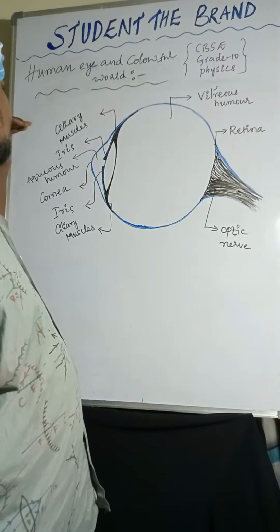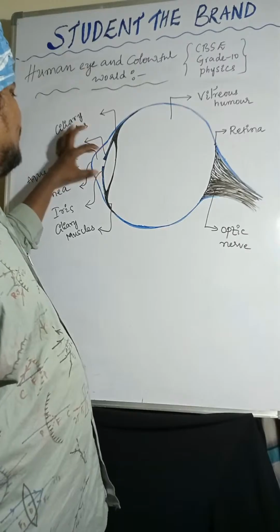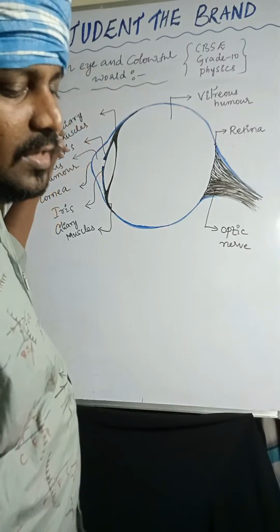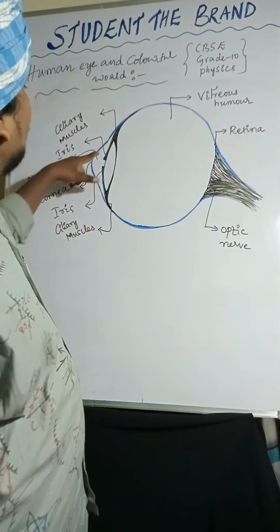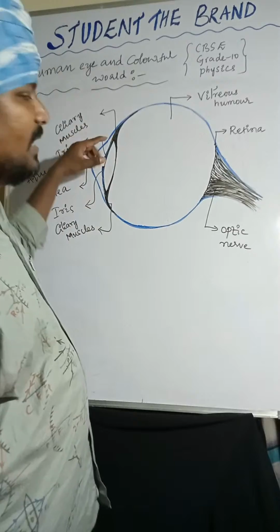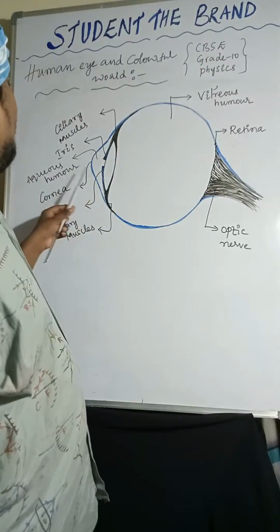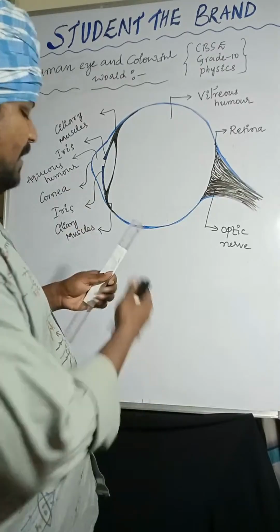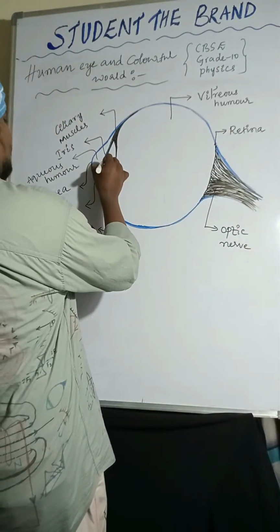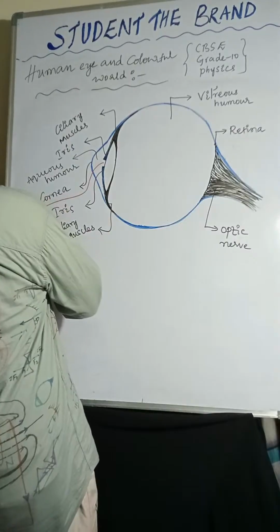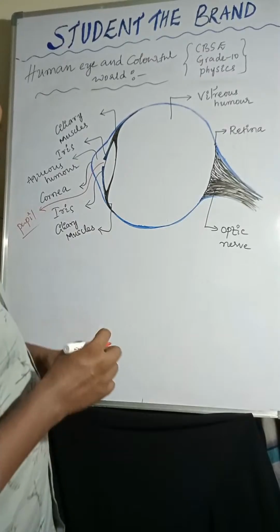Okay, next one we can go for iris. Iris is a dark muscular diaphragm which controls the size of the pupil. This is the iris. The pupil will control and regulate the amount of light entering into the eye.